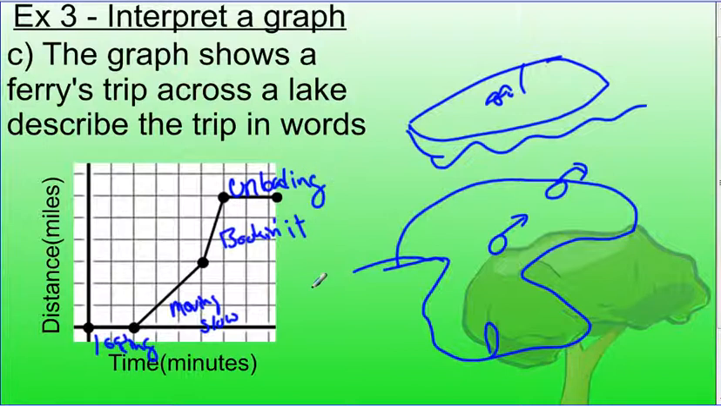So the boat's loading over here. Then it goes kind of slow as it's going across this little narrow spot. And then it's out in the open water, and it books it really quick. And it stops on their side for people to get off.